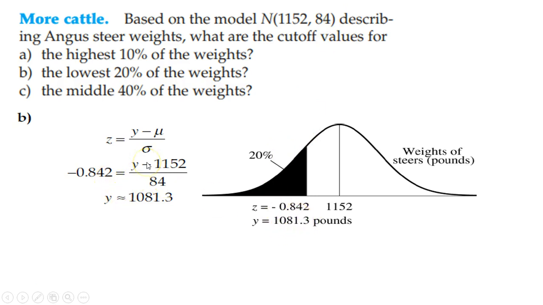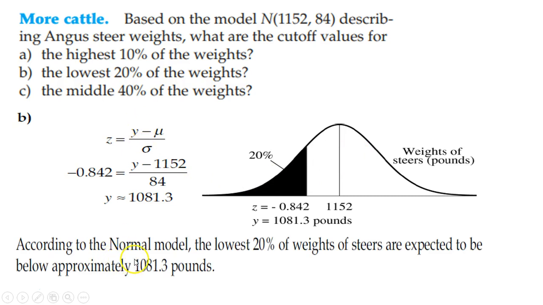Or I could have found the z-score by simply doing invNorm 0.2. When you don't plug anything else in, the calculator assumes you're talking about a normal model. Technically you would type invNorm 0.2, comma 0, comma 1 to put it in its normal form, but the calculator assumes the normal form. So according to the normal model, the lowest 20% of weights of steers are expected to be below approximately 1081.3. And then the middle 40%.